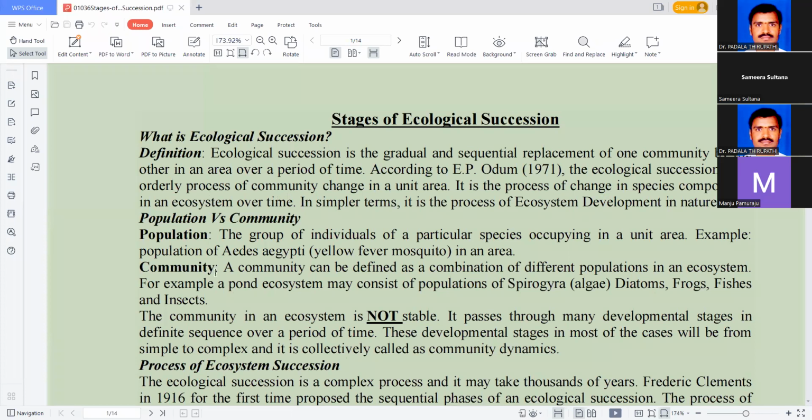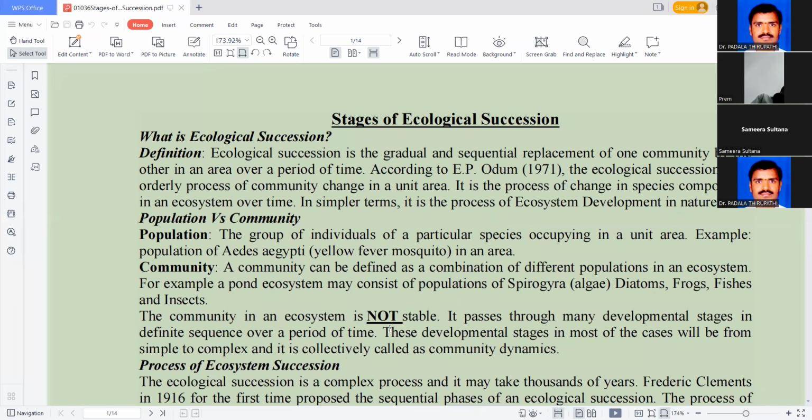A population is a group of individuals of a particular species occupying a unit area. For example, the population of Aedes aegypti, the yellow fever mosquito. Any type of species we can take, for example, the population of mosquitoes in an area. A community can be defined as a combination of different populations in an ecosystem. For example, a pond ecosystem may consist of populations of Spirogyra, that is algae, diatoms, frogs, fishes, insects, and also phytoplankton. So different types of populations are present. The community is a group of populations.